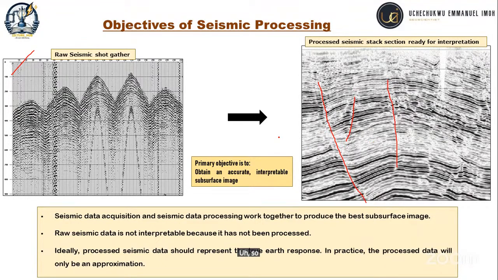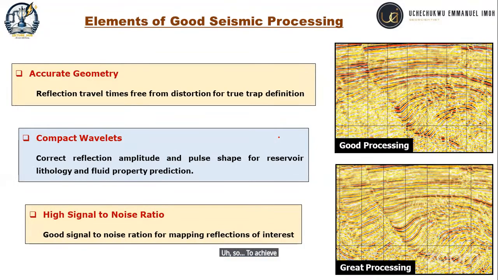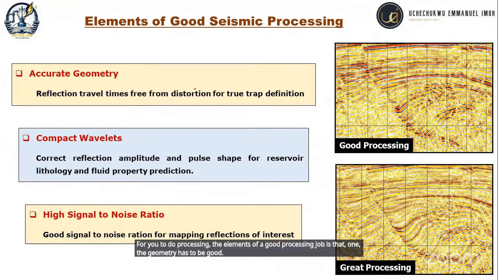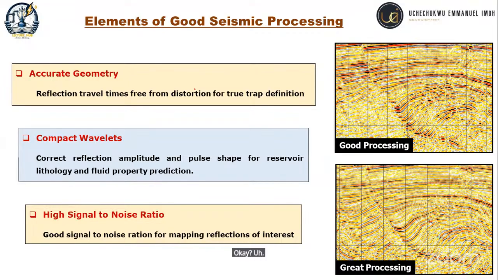So to achieve that, one thing you also have to know is that for you to do processing, the elements of a good processing job is that, one, the geometry has to be good. Okay, the geometry of the seismic process data has to be very accurate. If the geometry is wrong, every other thing you're doing is a waste of time.